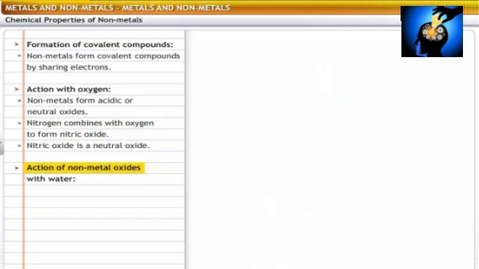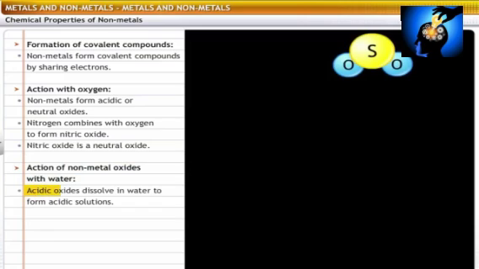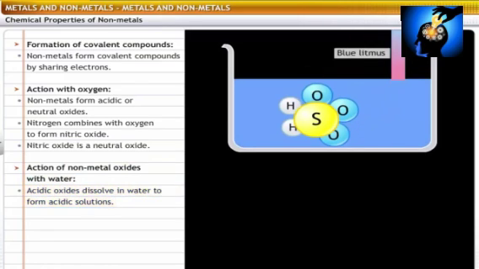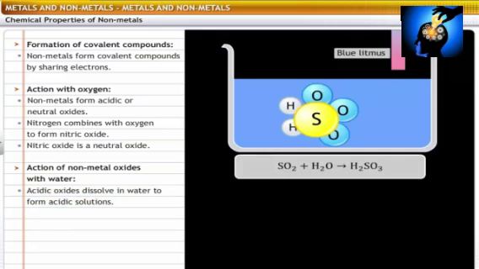Action of non-metal oxides with water: acidic oxides dissolve in water to form acidic solutions. For example, sulfur dioxide reacts with water to form sulfurous acid.